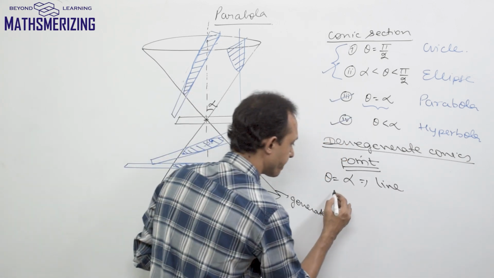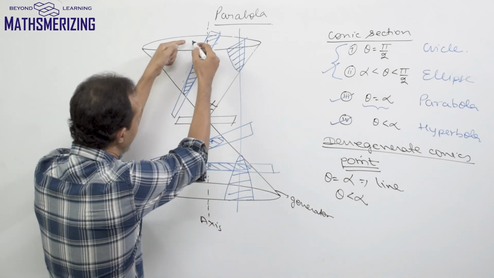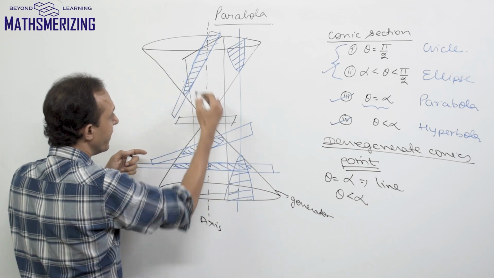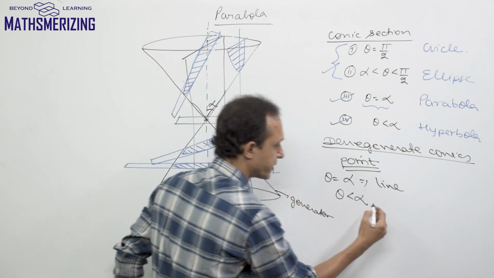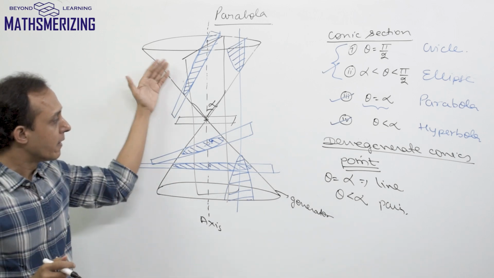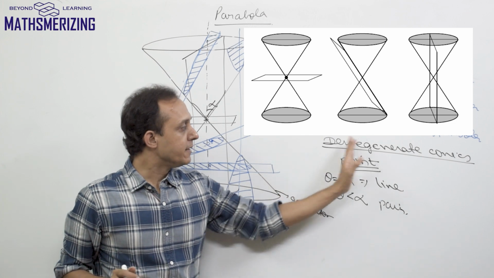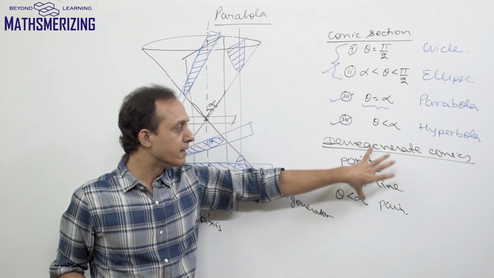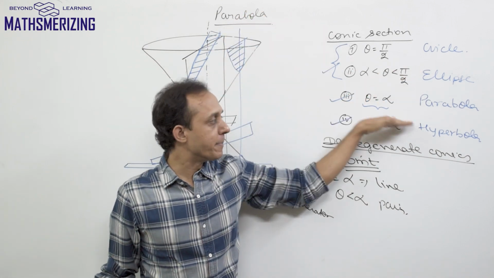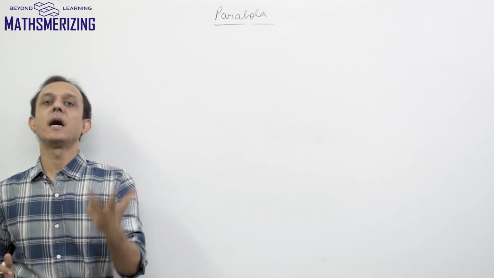And if theta is less than alpha, and if it still passes through the vertex of this double cone, then we'll end up getting a pair of straight lines. So from this intersection of this plane and double cone, we may also get a point, a line and a pair of straight lines, which we call degenerate conics. So we are not interested in degenerate cases. We are interested in studying parabola, ellipse and hyperbola. So from the sections of this double cone, we know that we have to study parabola, ellipse and hyperbola.